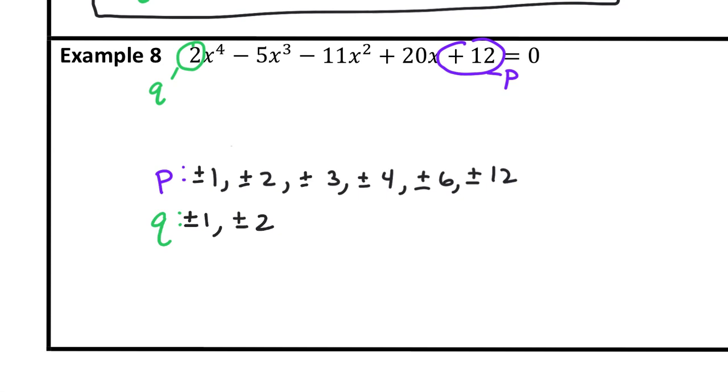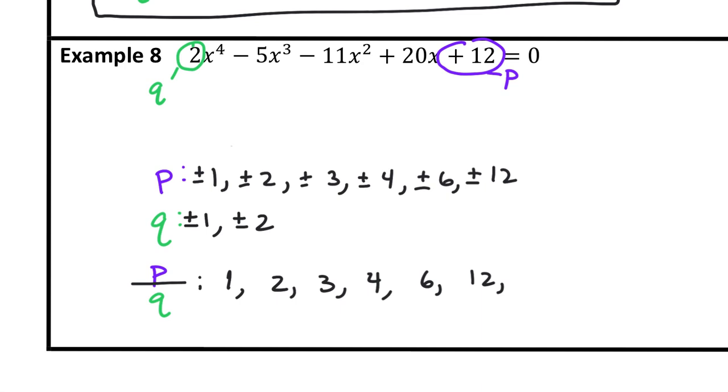Now, what we're going to do next is try and find all the possible divisions for p divided by q. So 1 divided by 1, 1. 2 divided by 1, 2. 3 divided by 1, 3. 4 divided by 1, 4. 6 divided by 1, 6. 12 divided by 1, 12.